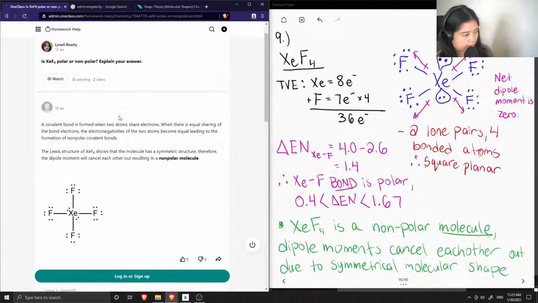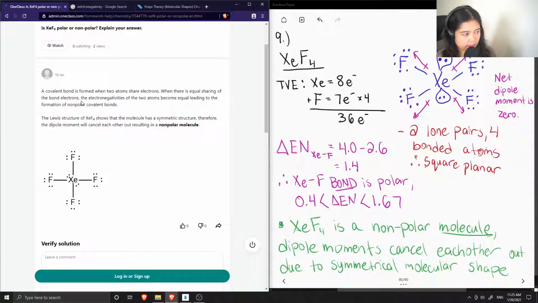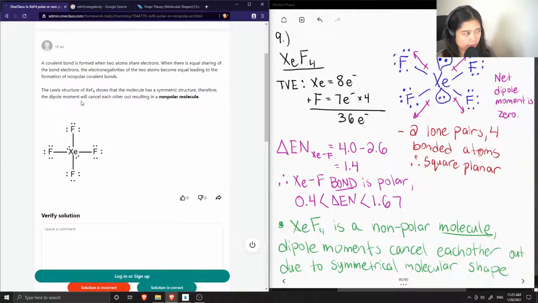Okay, so the junior tutor said that a covalent bond is formed when two atoms share electrons. And there is equal sharing of the bond electrons, the electronegativities of the two atoms become equal, leading to the formation of nonpolar covalent bonds. The Lewis structure of xenon tetrafluoride shows that the molecule has a symmetric structure, therefore, dipole moments will cancel each other out, resulting in a nonpolar molecule.